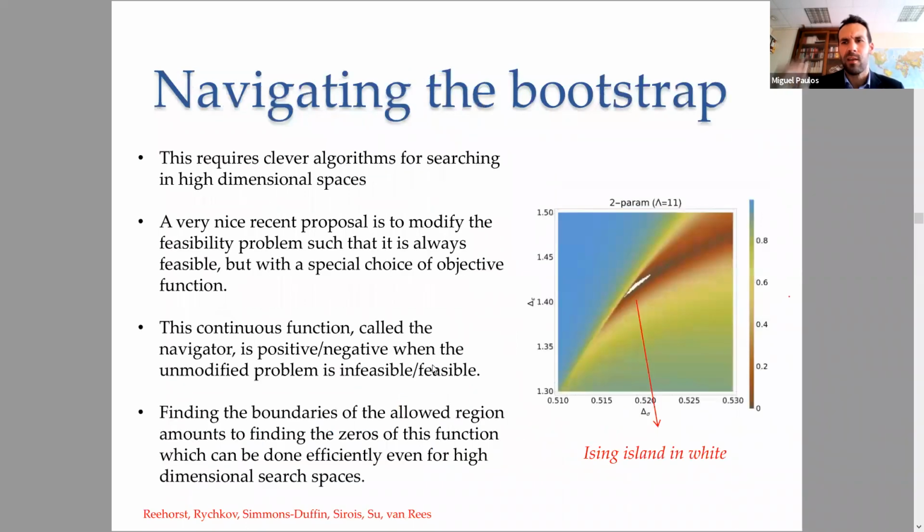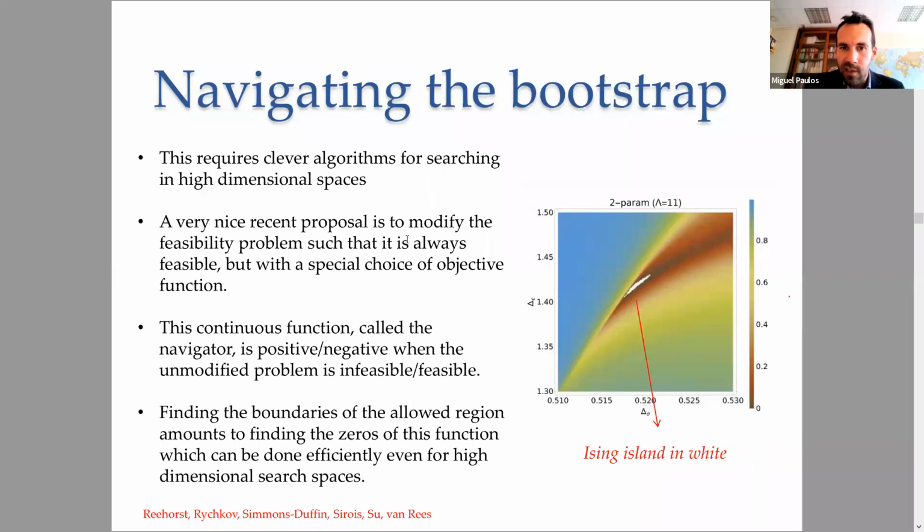But more recently, there's been a nice idea called the Navigator Function. What is this Navigator Function? It is basically a clever algorithm for searching in these high-dimensional spaces. What you do is take the feasibility problem and modify it in a certain way such that it's always feasible, but has a special objective function. You optimize, and this objective function gives you a value. This function is called the navigator. And this navigator function has the special property that it will be positive or negative when the unmodified problem is either infeasible or feasible. For instance, I showed you this island for the 3D Ising before.